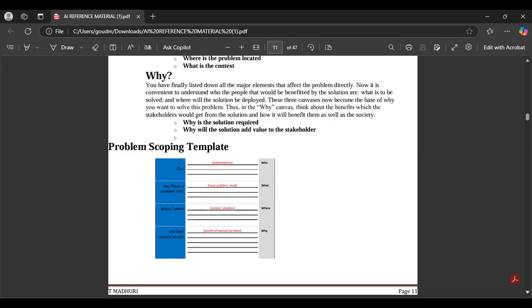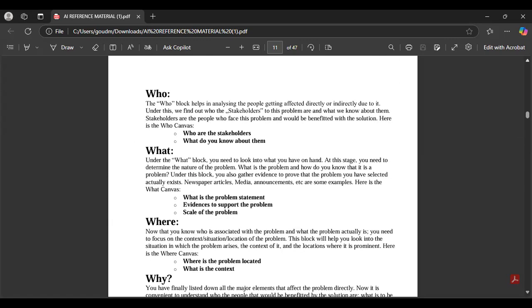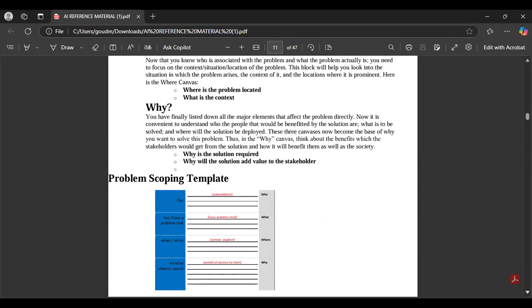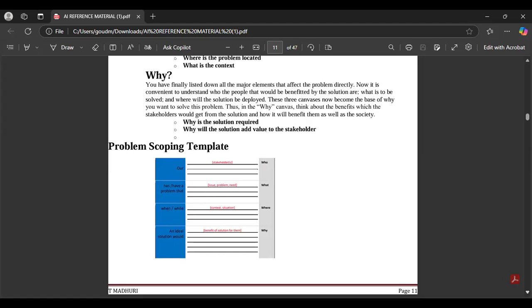Whatever you had written in the Who block, the bold one: who are the stakeholders? What do you know about them? What is the problem statement? Evidences to support the problem. That is, in what context and what situation they are facing it. How your solution will benefit the stakeholders. You have to write this as stakeholders, issue, problem, need, context, situation, and benefit of solution for them. In this way, if you complete your answer, then you can score 4 on 4.